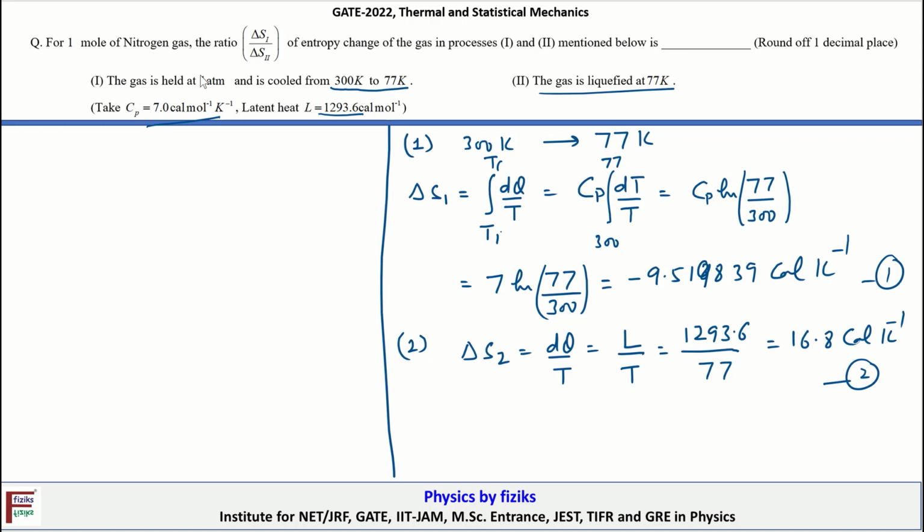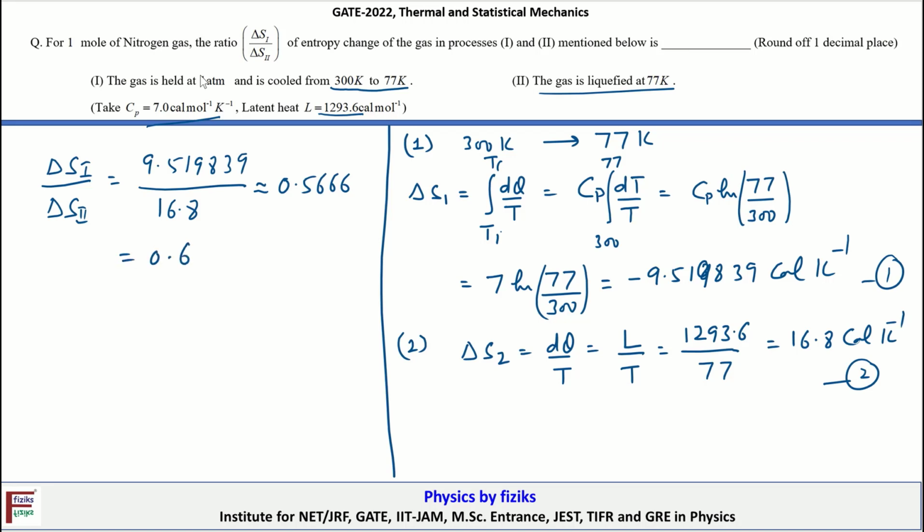So now the ratio delta S1 upon delta S2 is equal to 9.519839 divided by 16.8, and this is approximately 0.566, which can be approximated as 0.6. So therefore this ratio is 0.6. That's the answer.